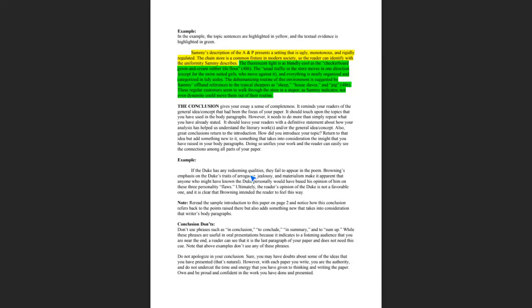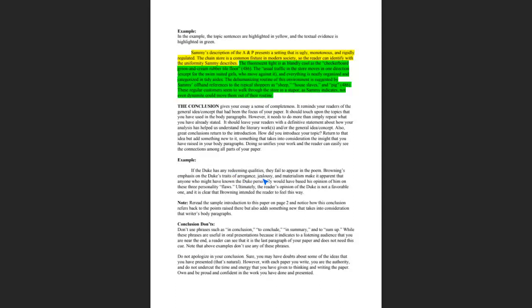And so the author writes here, if the Duke has any redeeming qualities, they fail to appear in the poem. Browning's emphasis on the Duke's traits of arrogance, jealousy, and materialism make it apparent that anyone who might have known the Duke personally would have based his opinion of him on these personality flaws. Ultimately, the reader's opinion of the Duke is not a favorable one, and it is clear that Browning intended the reader to feel this way.